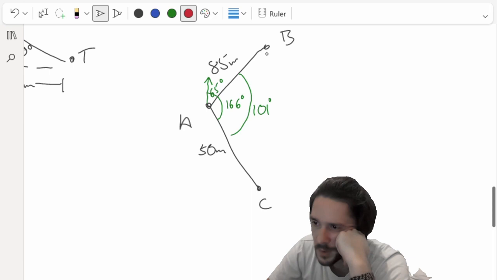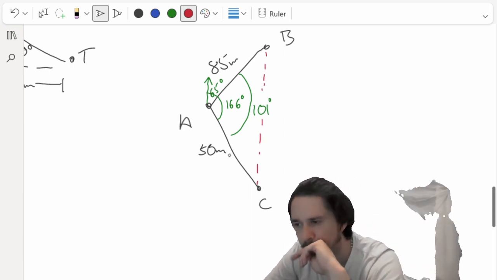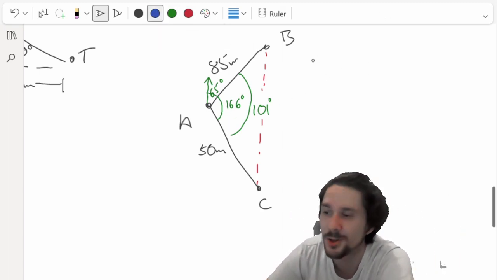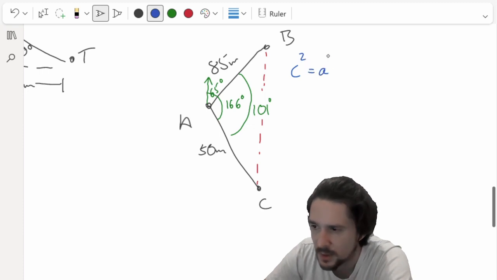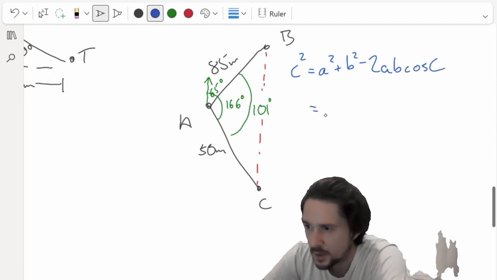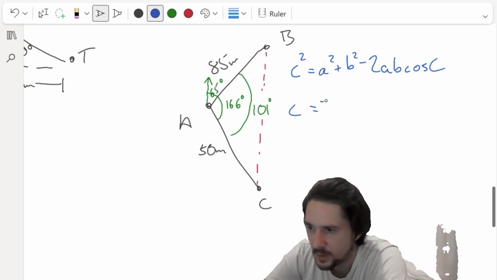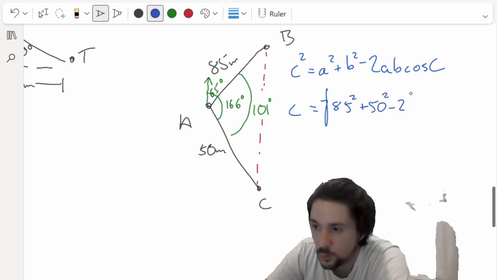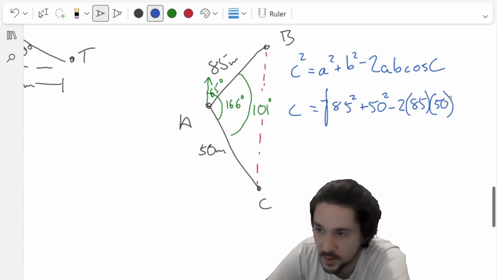So in order to find the length of the line BC, I'm just going to use sine rule. I lied. I'm going to use the cosine rule. So c squared equals a squared plus b squared minus 2ab cos C, which means c will be the square root of 85 squared plus 50 squared minus 2 times 85 times 50 times cosine of 101.